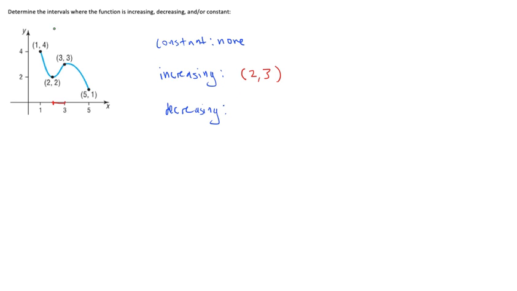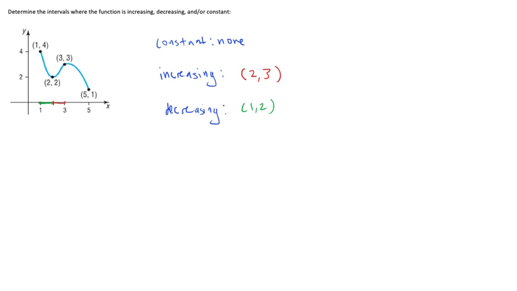If you think about this, it's decreasing from 1 to 2, right? But that 2, do you include it in the decreasing part, or do you include it in the increasing part? That's sort of where the conundrum is. That's why we always use parentheses. That takes care of that issue, right?